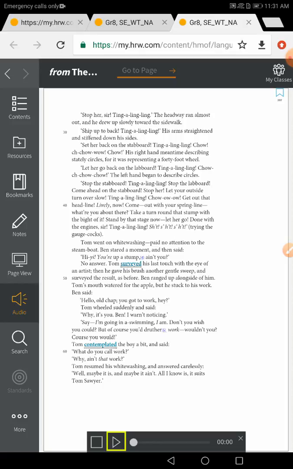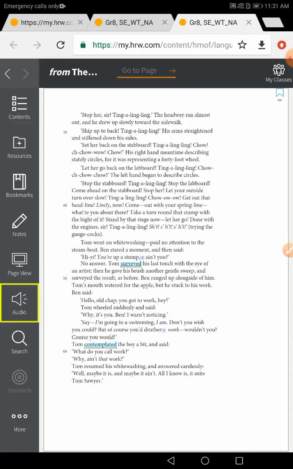Okay, guys, let me ask you a small question about the word contemplated. Do you know the meaning of this word? Actually, when you contemplate, you look at something attentively or thoughtfully. So it means to look at something attentively or thoughtfully. Okay? Now let's go to question number 3 and answer it.